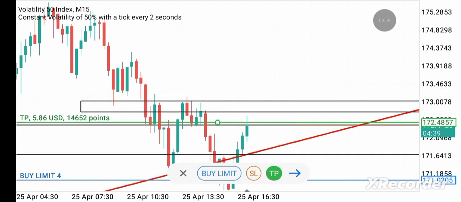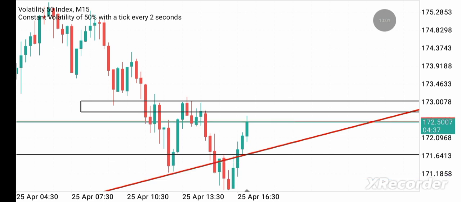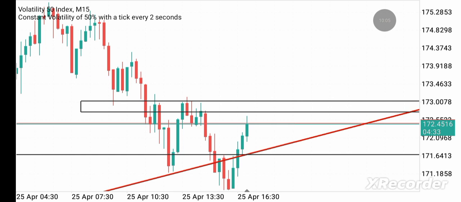You make some little profit, but since you did not get in on time, you have to wait for the market to break above this zone, then do a little retest, then you go in. Or if it closes above the zone nicely, you can just enter it.